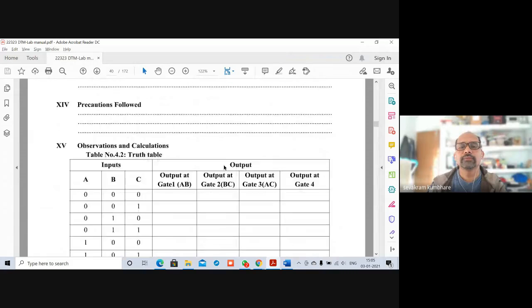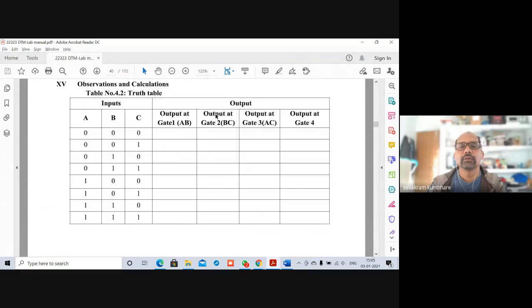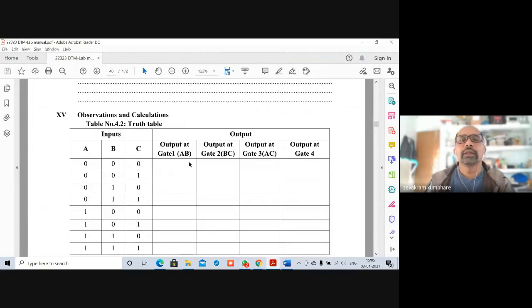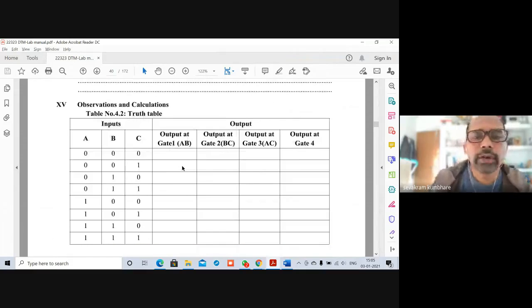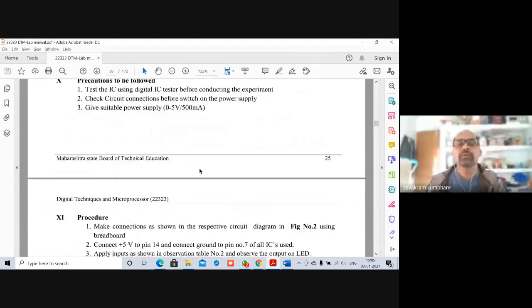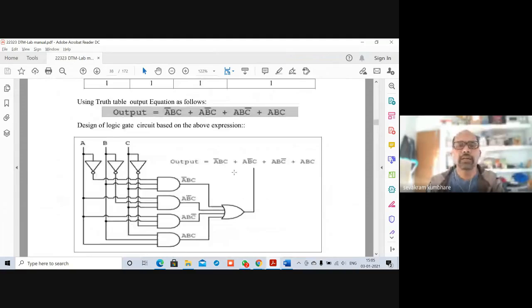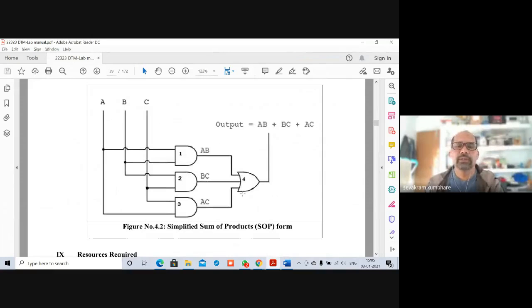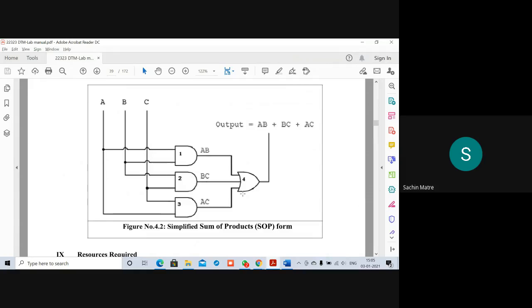So whether the same truth table can be verified with this or not, that we have to verify. Okay, so we are going to implement this second one first. Okay, give me a minute, I'll copy. I'll correct that later on. Shall we?